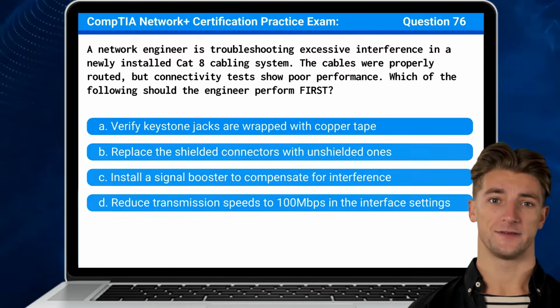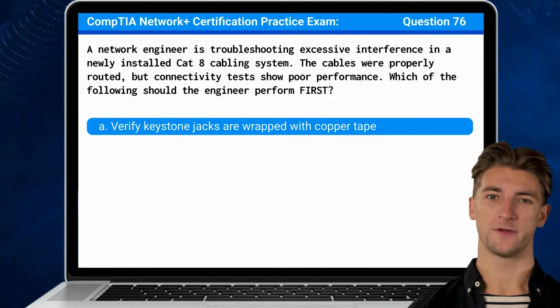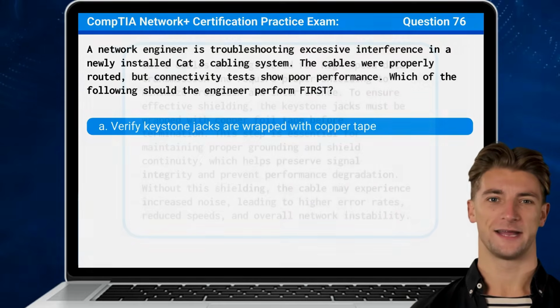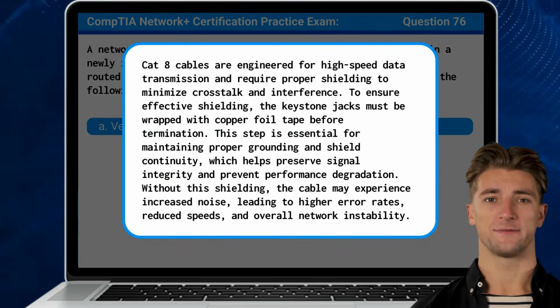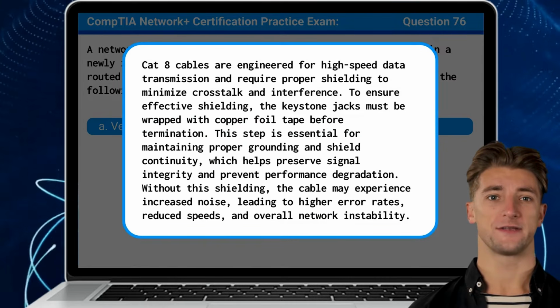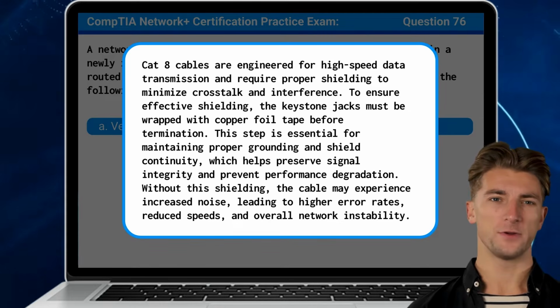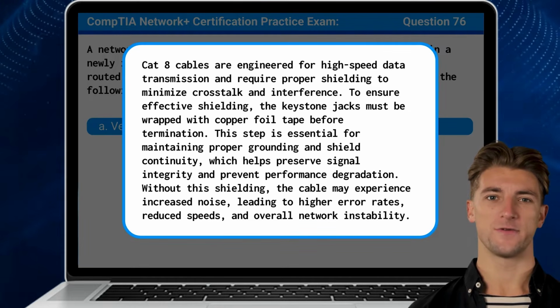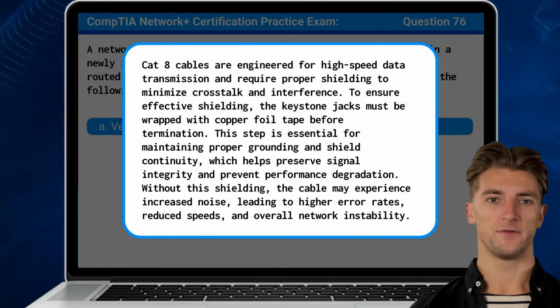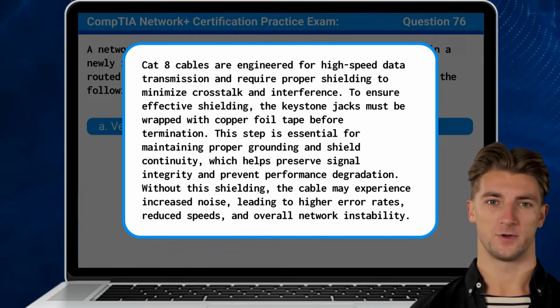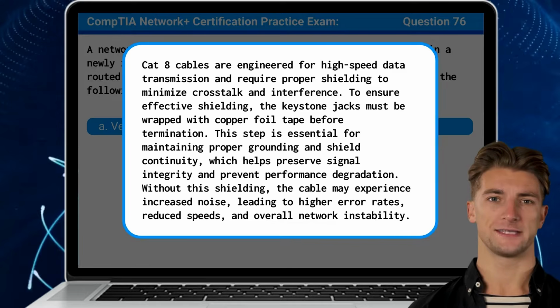The answer is A. Verify keystone jacks are wrapped with copper tape. Cat8 cables are engineered for high-speed data transmission and require proper shielding to minimize crosstalk and interference. To ensure effective shielding, the keystone jacks must be wrapped with copper foil tape before termination. This step is essential for maintaining proper grounding and shield continuity, which helps preserve signal integrity and prevent performance degradation. Without this shielding, the cable may experience increased noise, leading to higher error rates, reduced speeds, and overall network instability.